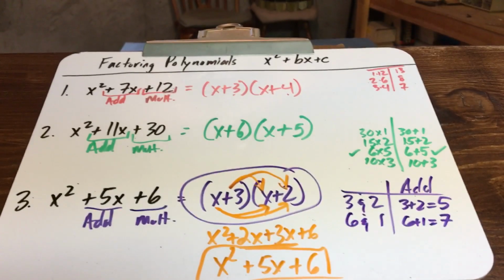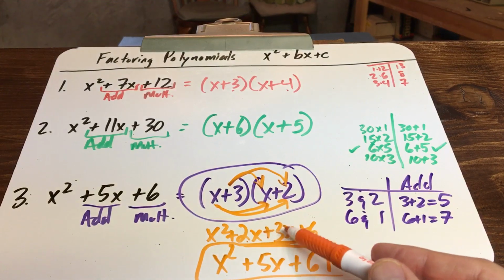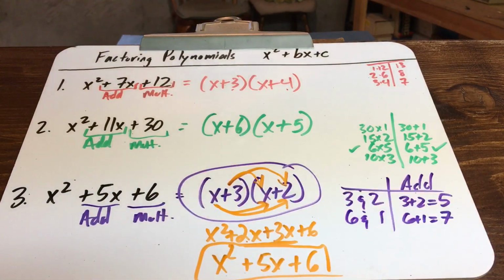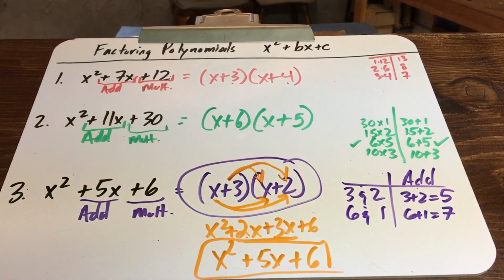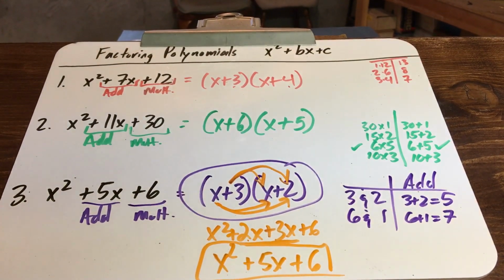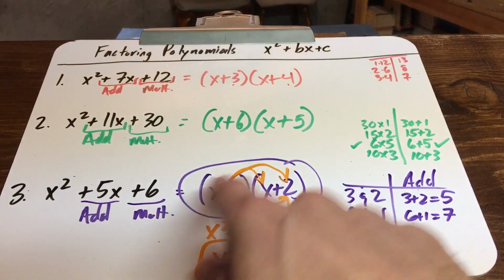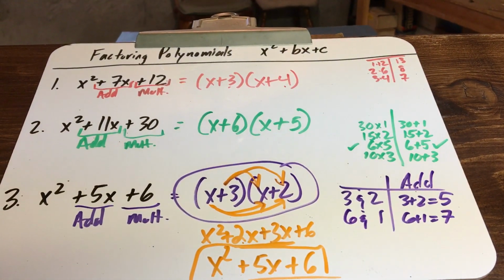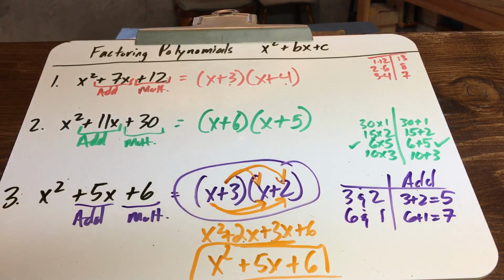You can see here I worked it out. I combined my 2x and my 3x to get 5x in the middle. And this is the same thing as this. So I can tell that I got it right, right? I'm not having to hope that I got it right. I'm not having to guess. I can take my answer and distribute, or if you like to do FOIL or whatever, I can work it out and tell for 100% fact that I got it right.